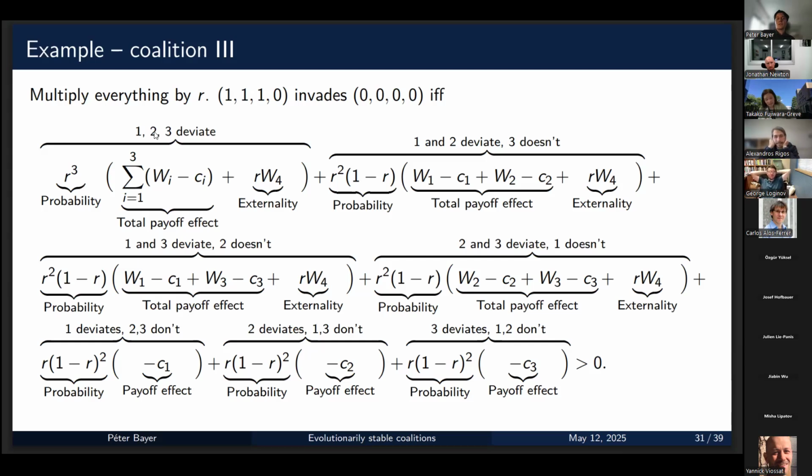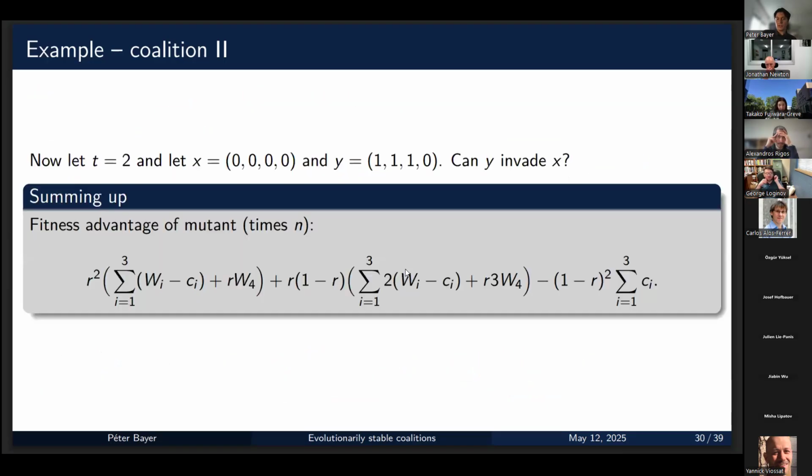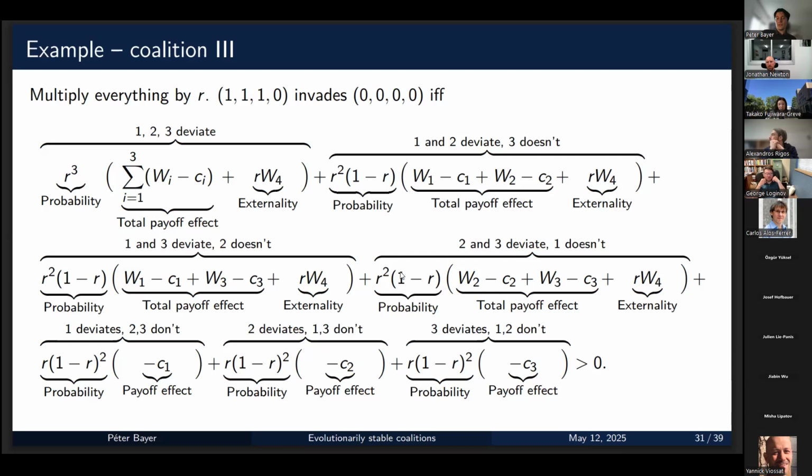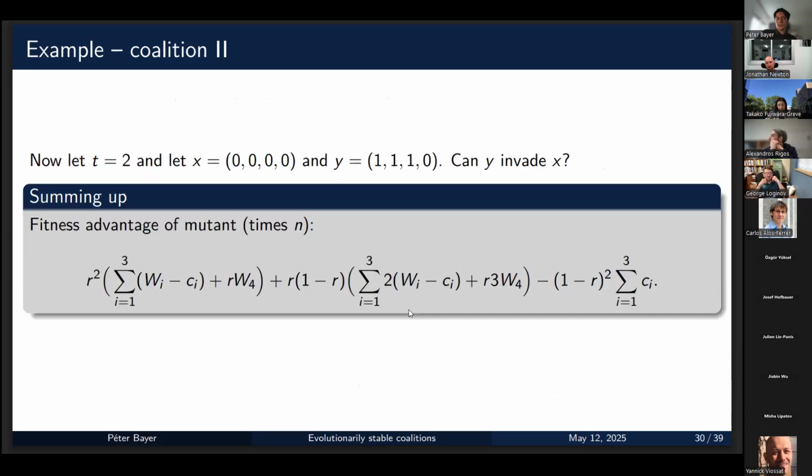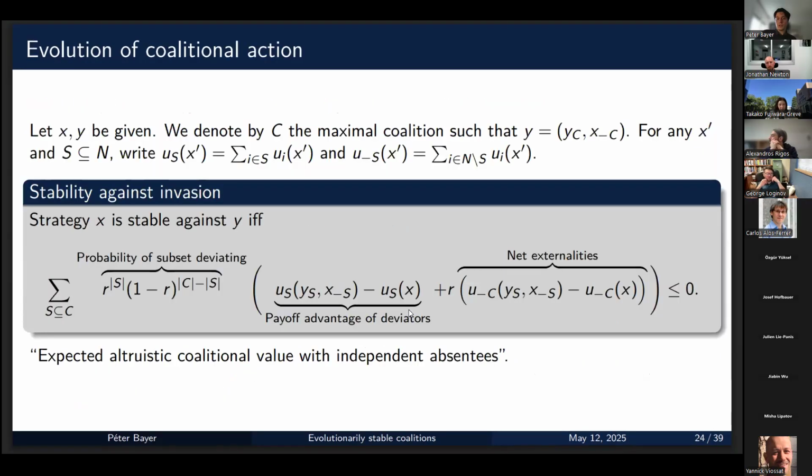Okay, so I get all of them showing up for the party. That happens with this probability. This is the total payoff effect for everyone who shows up, and this is the externality. This is what happens if 1 and 2 show up and 3 doesn't. Again, total payoff effect for 1 and 2, externality for the one who never was invited, and so on. Okay, and if you are really fast, then you see that this thing is indeed equal to this thing, and this thing is actually the same format as the original monster.